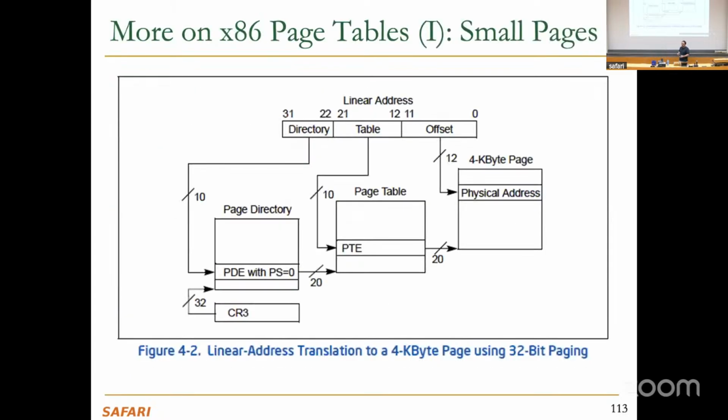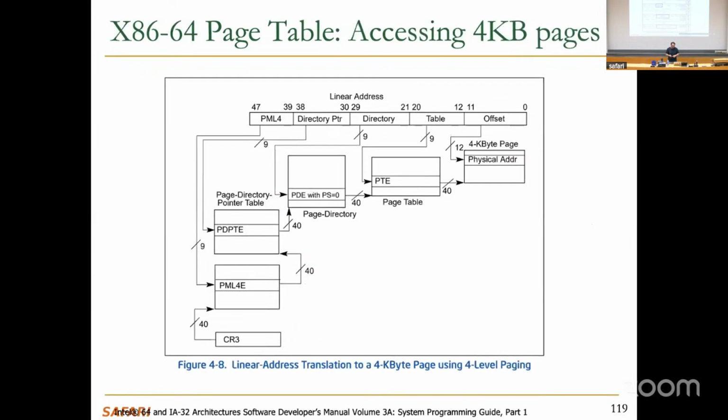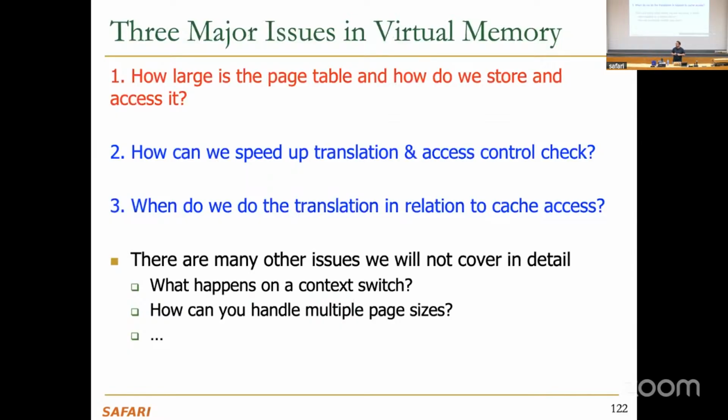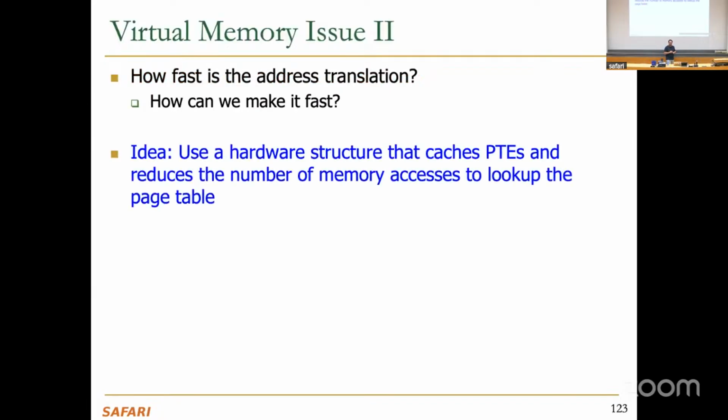So this is how x86 systems, again, use small pages. I will not go into details with respect to this. And I will jump to the second issue directly because we discussed the page table. So the big question is how can we speed up translation and access control check? And this is one of the main research directions that the community has been focusing on for more than the last 30 years. How fast is the address translation? How can we make it fast? So modern systems use a hardware structure that caches the page table entries and reduces the number of memory accesses to look up the page table.